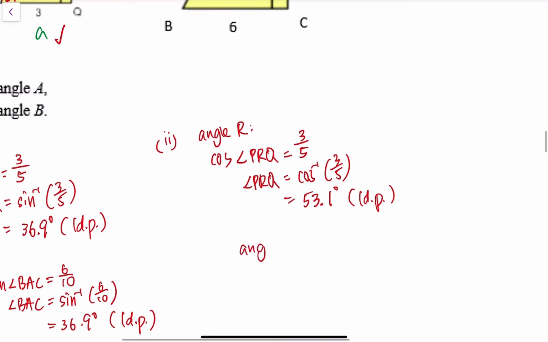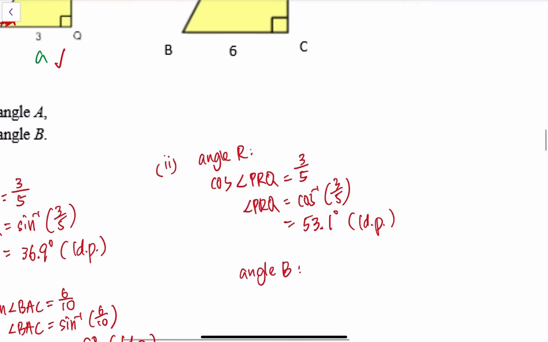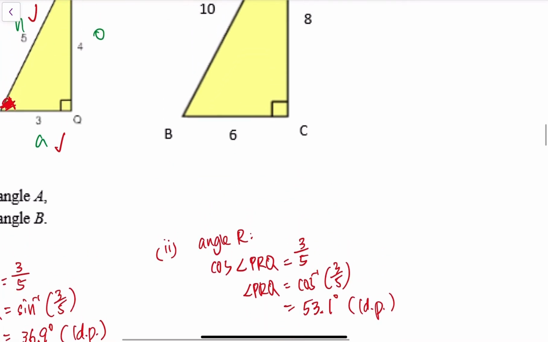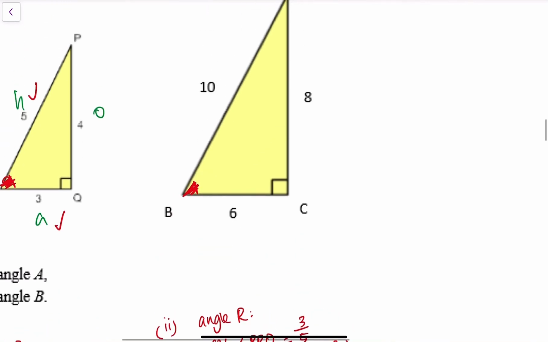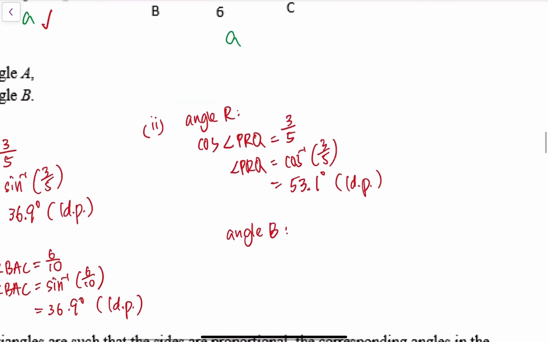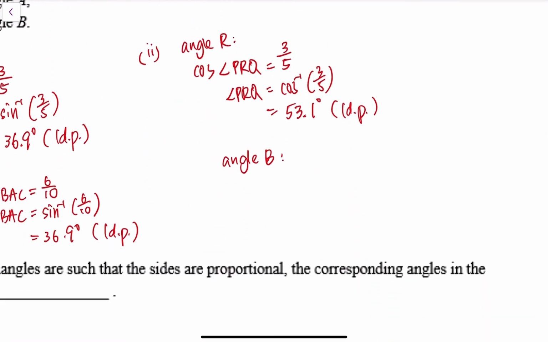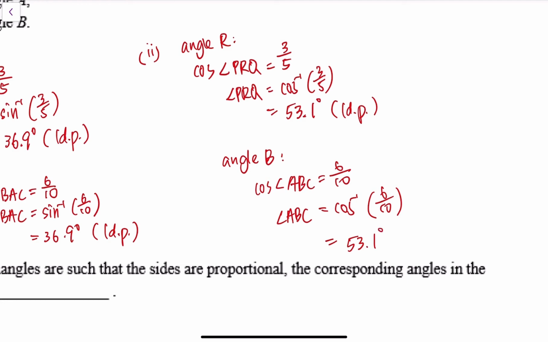Next, I want to find angle B. Make a guess. What is angle B? It's going to be the same thing. So this will be O, A, and H, right? So let's do the trigo ratio. I use cosine of ABC, which is equal to 6/10. So cosine inverse of 6/10, I'll get 53.1 degrees, 1 decimal place.